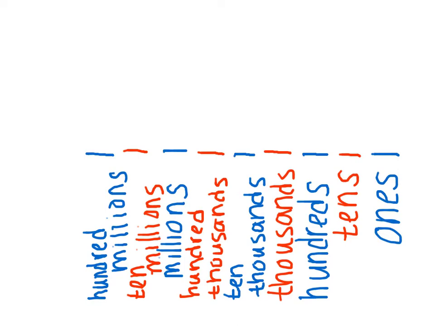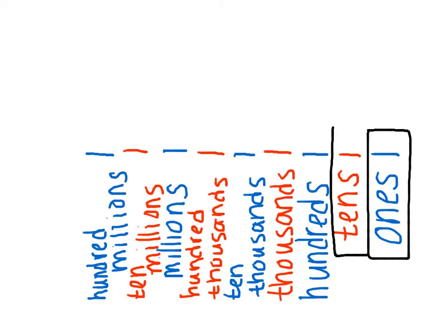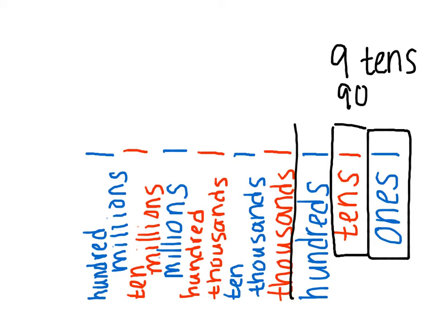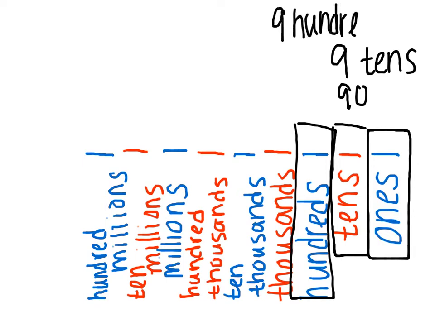If they are in the ones position, they will be worth just 1. If they are in the tens position, they're actually worth 10. So if we had a 9 in the tens position, it would be worth 9 tens, which equals 90. If we have it in the hundreds position, it's going to be worth 9 hundreds, which would actually be worth 900. Again, you can keep counting up to the different place values.